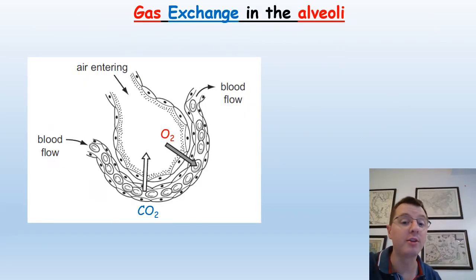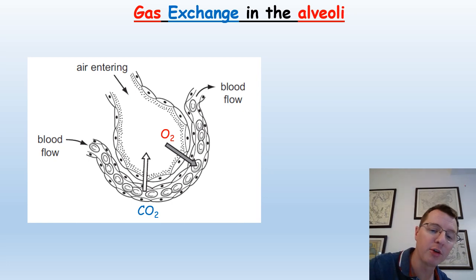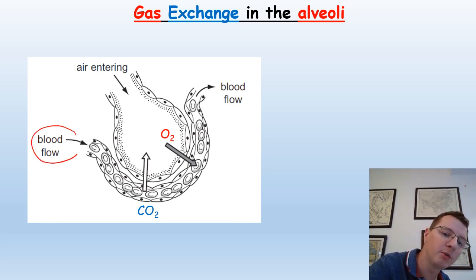Here we have a diagram of an alveoli, and just to show a few things, firstly you need to notice the blood that's flowing in. This blood is flowing in through a capillary, and the wall of the capillary is lined by cells. That wall is just one cell thick.